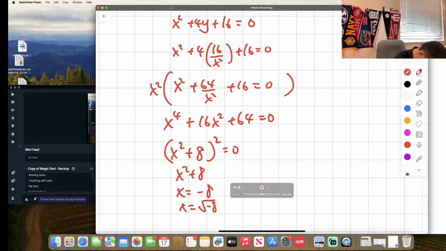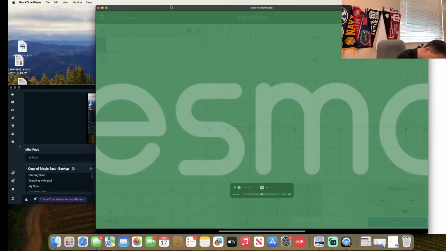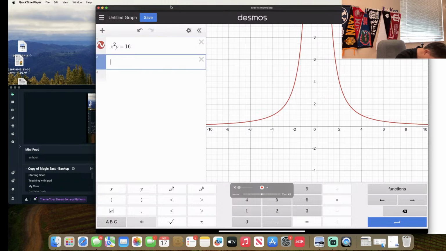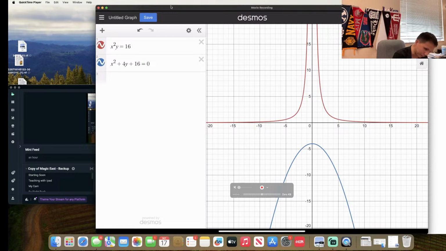That means no solutions in terms of x. So I'm going to make sure here, this is no solution for x. We can graph it. Let me graph it to make sure it's right. X squared y equal to 16 looks like that. X squared plus 4y plus 16 equal to 0. Yeah, so they have no intersections. So nothing can be resolved.